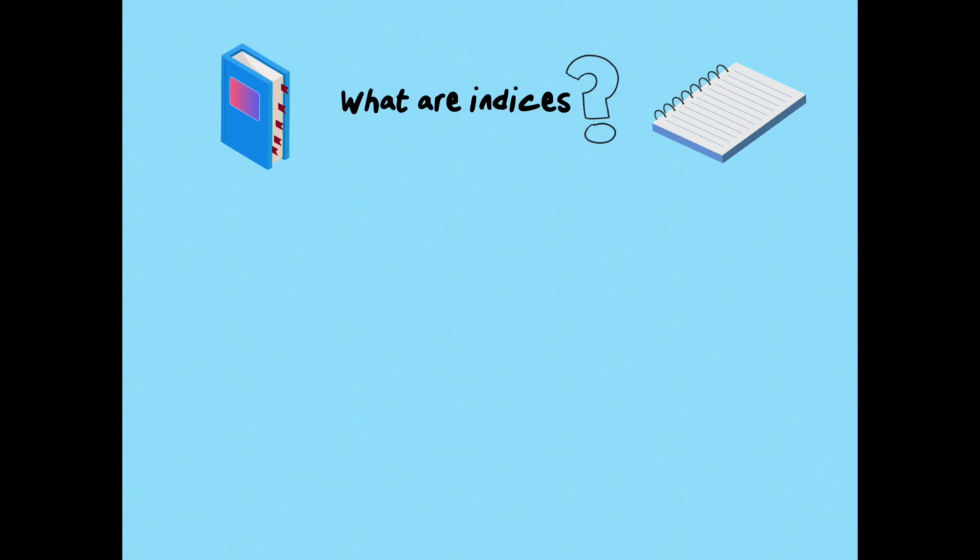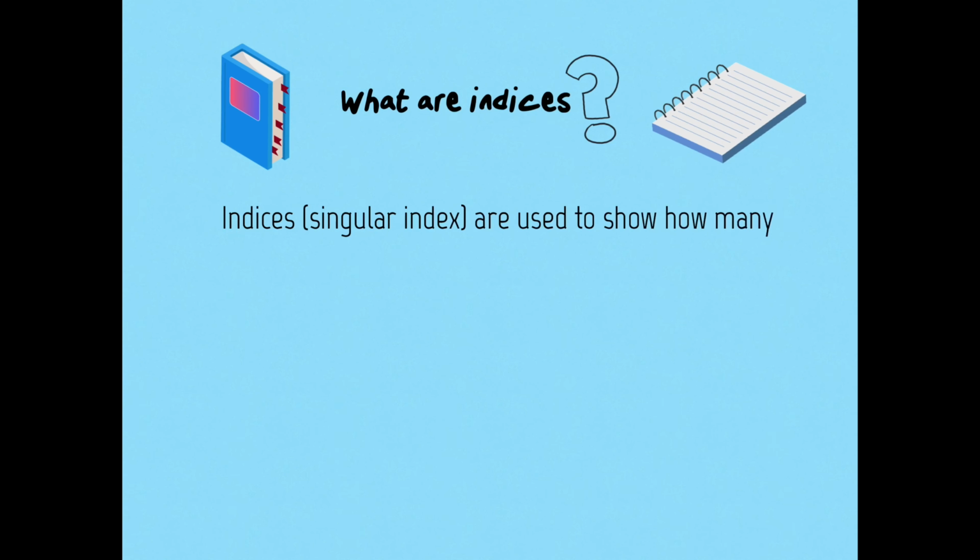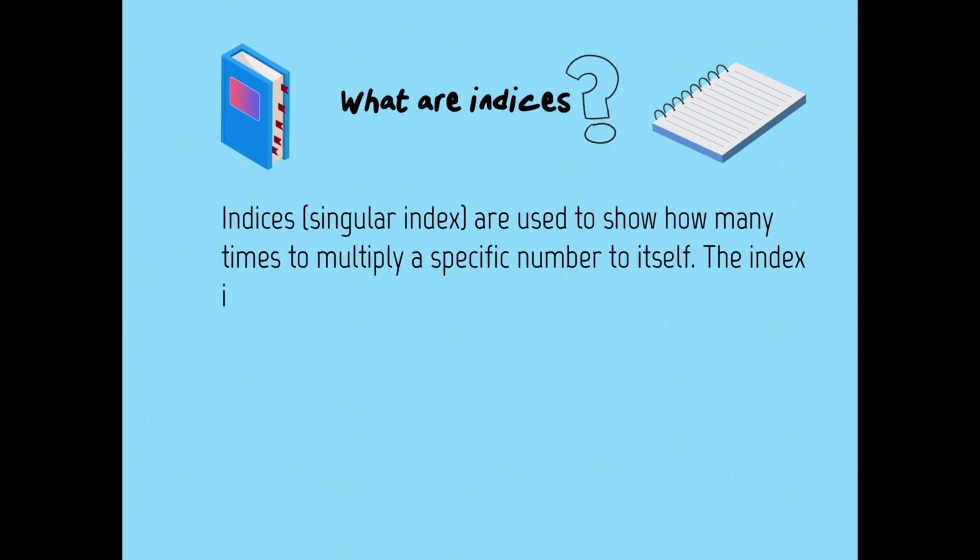So what are indices? Indices are used to show how many times to multiply a specific number to itself. The index is written on the top right of a number. Example, 7 to the power of 2 equals 7 times 7.